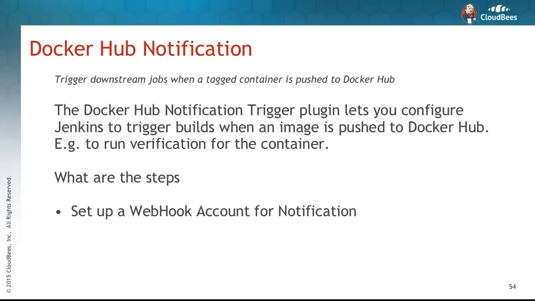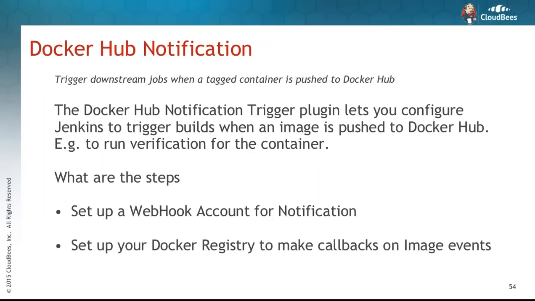So what are the steps in order to set up your Docker Hub notification? Well, there's actually 3 steps. First, you want to go to your Docker Hub setup, and you're going to set up a webhook account for notification. And then you're going to set up your Docker registry to make callbacks on image events. And then you're going to make changes to your builds in Jenkins itself. So let's talk about those 3 steps.